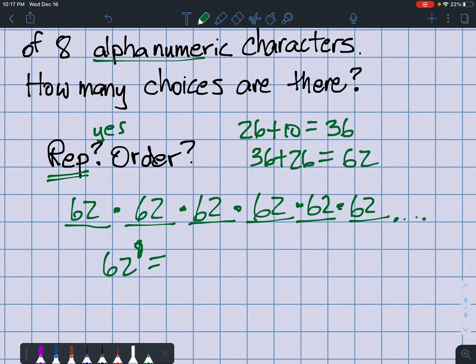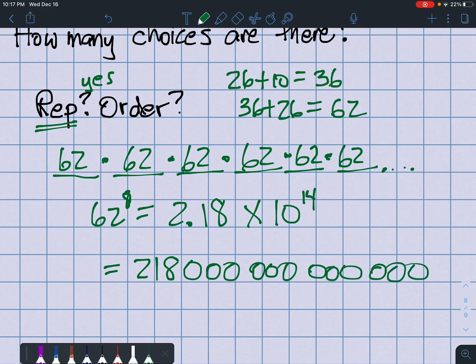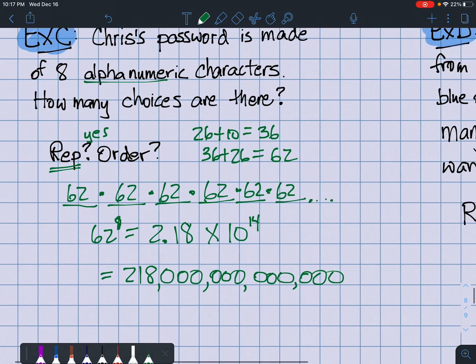And if I grab my little calculator here, it's going to be a huge number, probably in scientific notation. 62 to the 8th power. Yeah, I get 2.18 times 10 to the 14th power, which is 218, and now I would have to add on 12 zeros. So there's 3, there's 6, there's 9, and there's 12. 218, I believe that's trillion. So that's quite a few different possibilities.